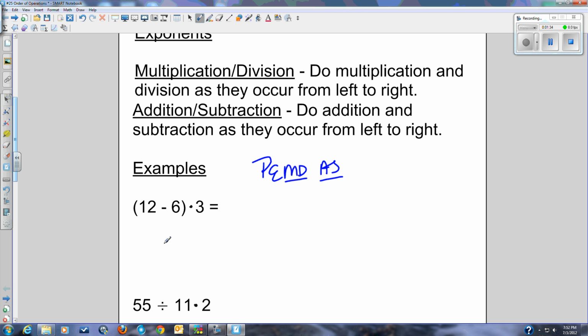We start with the parentheses. Inside the parentheses is 12 minus 6, so we're going to do that first. 12 minus 6 is 6, and then we bring down the rest of the problem, times 3. Well, 6 times 3 gives us 18.